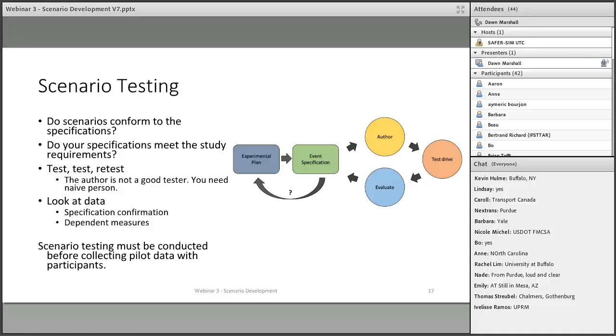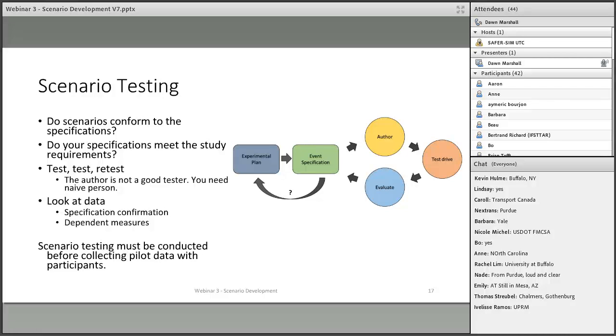So if you look at this diagram, we started with the experimental plan. We went to an event specification, and then we authored, test drove, evaluated, and updated our specification, and we worked on that process. And here I'm saying that you should definitely go back to your experimental plan and then confirm all the way through to your dependent measures and what you think you're going to be analyzing, because in any process things shift, and you want to confirm that you're still getting what you know you need for your study.